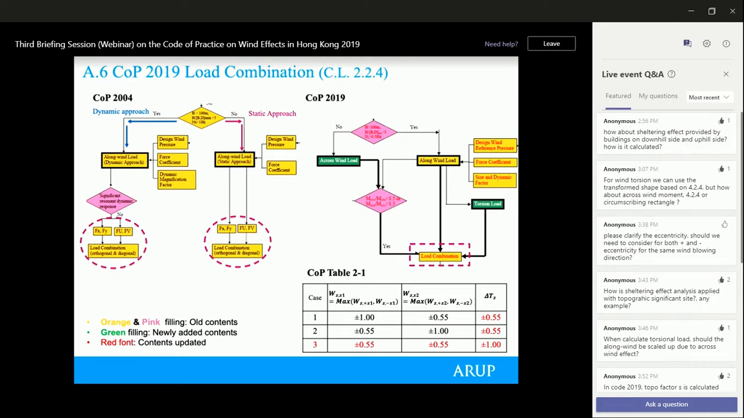We can reduce from 24. Yeah, so the load cases will be changed from 24 to 8. But for item D, if only case 3 is exempted, then the total number of cases would be 16. Yes, that's right. Thank you.